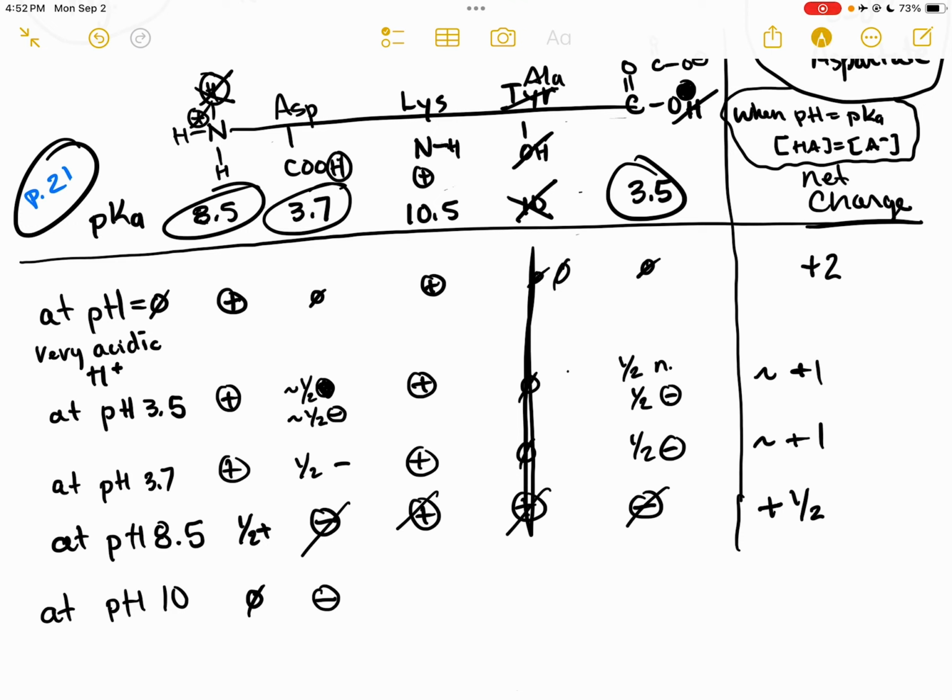I have messed up because that's not a positive. This one is supposed to be a neutral. It's supposed to be neutral because we are only up to 8.5, so it should be neutral still. Okay, so if that's neutral, let's recalculate this. I think that's wrong.